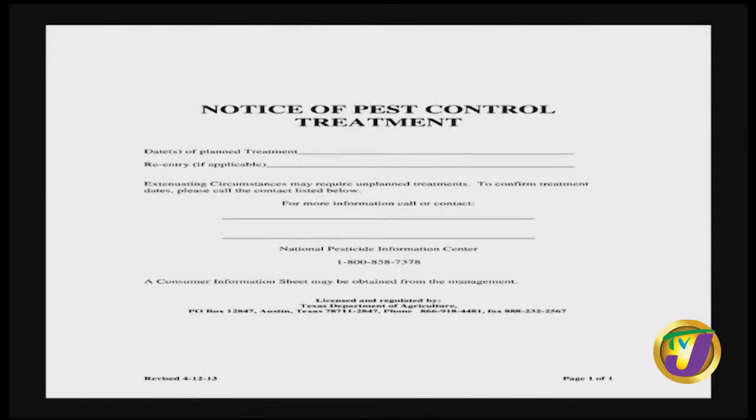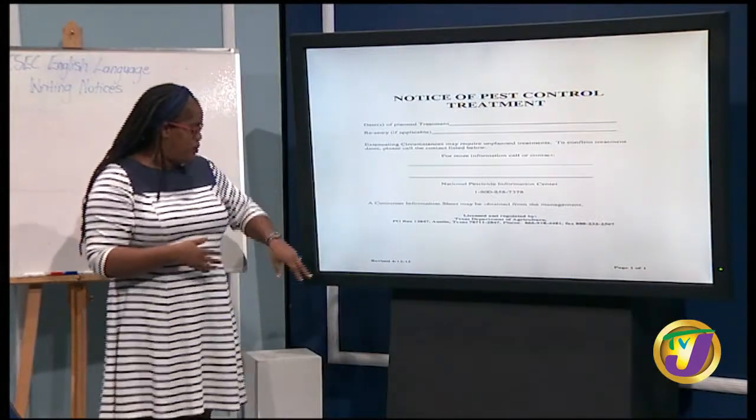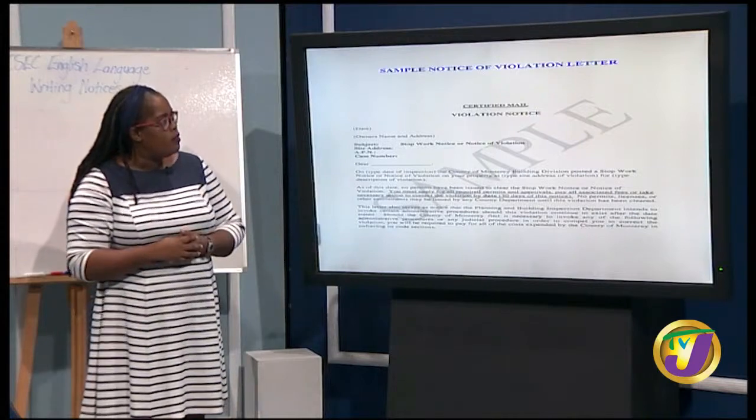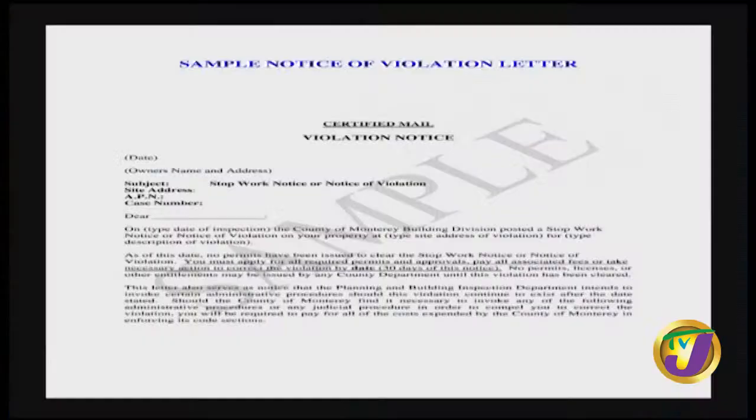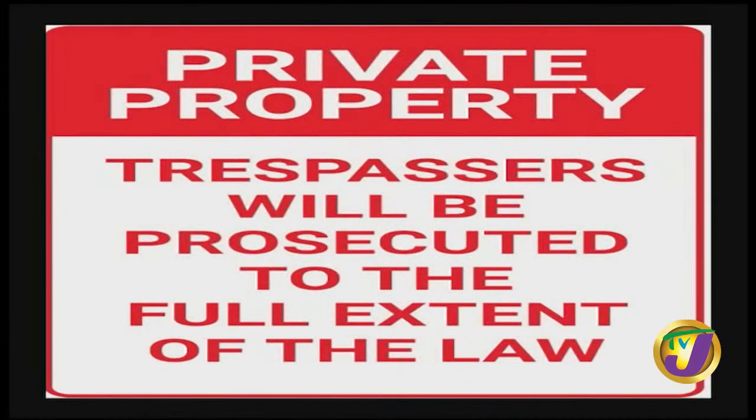All right, now we're going to be looking at different types of notices. We looked at quite a few already, and we're going to be looking at some more. Have you ever seen a notice like this one? Notice of pest control treatment. I've seen it, like a big entity where they're doing renovations. This one, violation notice. Have you ever seen this one? Eviction notice. Have you ever seen this one?